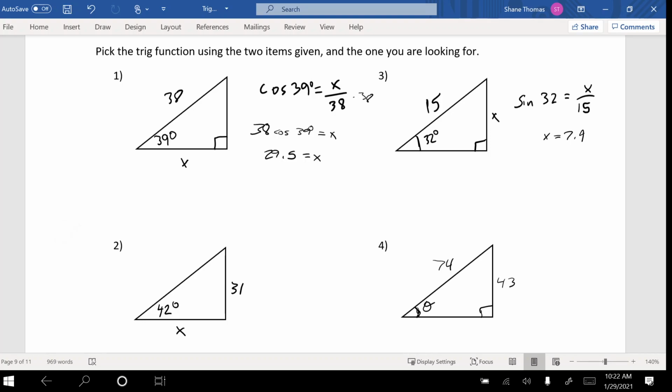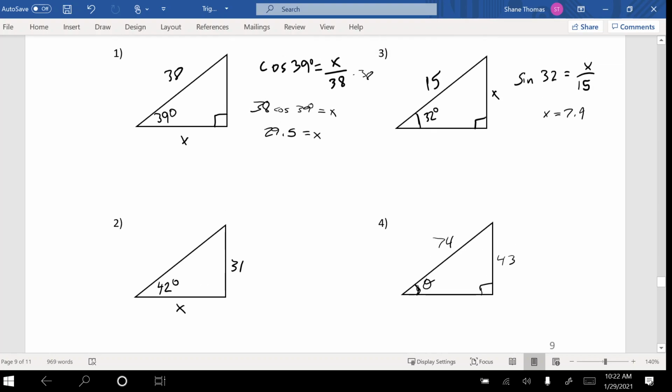Okay. All right, now the last two here are a little bit trickier. Just slightly. Number 2, it's really the third one, but number 2. So I have 42 degrees, X and 31. What two sides am I looking at on this one? Opposite and adjacent. So what trig function is that one? That's tangent. That's the TOA right there, right? So tangent of 42 degrees equals opposite over adjacent. So what's my opposite side? 31. What's my adjacent?